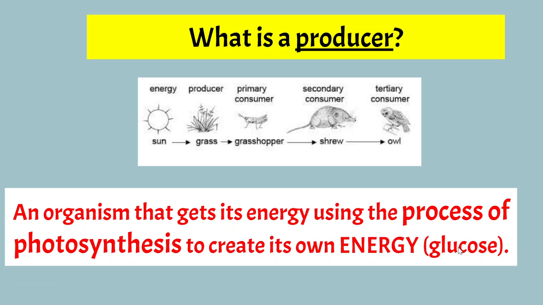Now, this word glucose is a scientific name for one of the forms of sugar. So there's glucose, and there's fructose, and there's sucrose. There's a bunch of different sugars, but we're going to focus on this specific type of sugar called glucose. And of course, if you eat things that have sugar in them, that's going to give you energy.